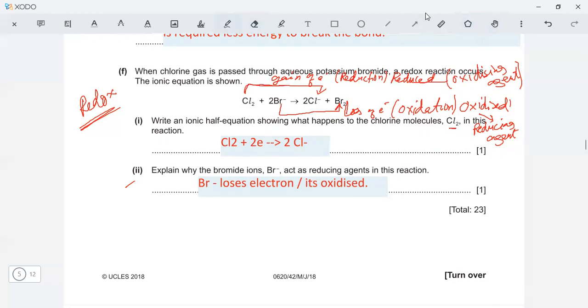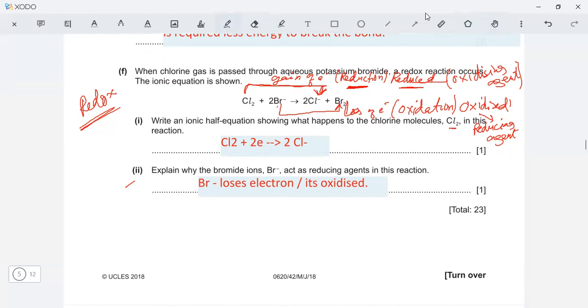Chlorine actually gained electrons. So we know that in terms of electrons, you can define the oxidation or reduction reaction. Gain of electrons is known as reduction. That means chlorine is reduced. So here you just need to know that which is reduced is said to be the oxidizing agent. Remember it.